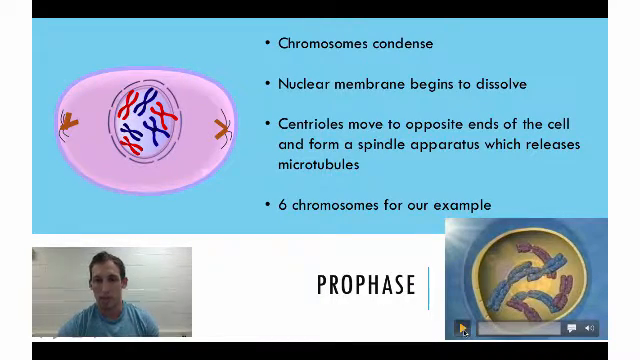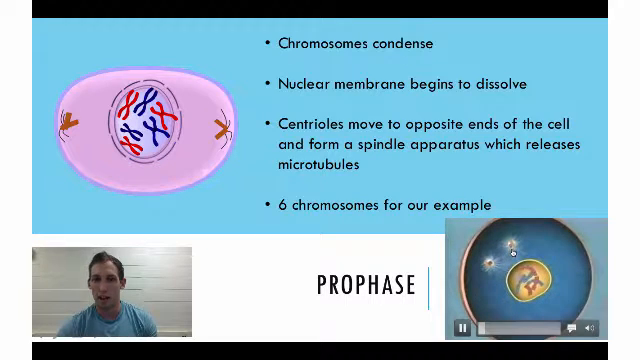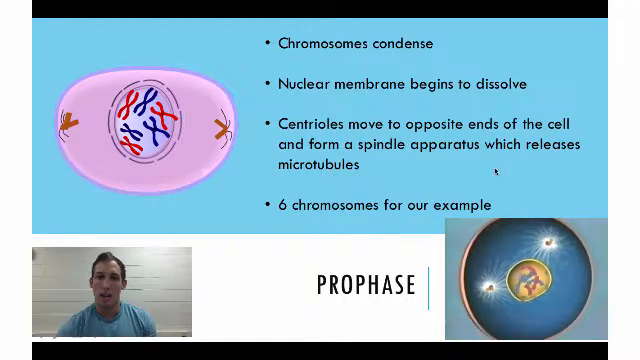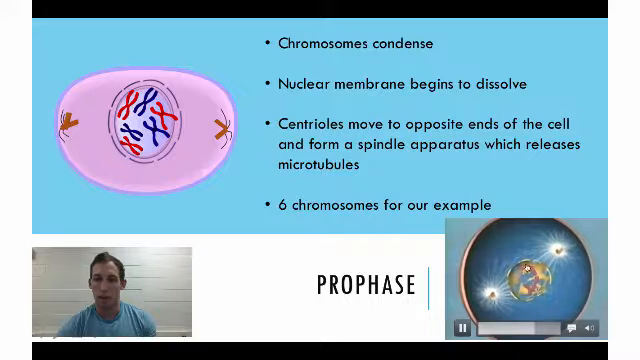So now we're going to see a video on prophase. As you can see here, the centrioles are moving to opposite ends of the cell, and they're going to form spindle apparatuses, while the nuclear membrane will dissolve right there.